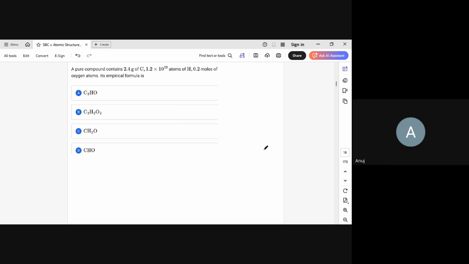I am saying, suppose option D is something else. It's not CHO. Suppose it is 1 atom of carbon, 3 atoms of hydrogen, and 2 atoms of oxygen, so CH3O2. Then if you are getting a 1:1:1 ratio as your answer, then you will mark option B, because it is understood now? Yes, sir.